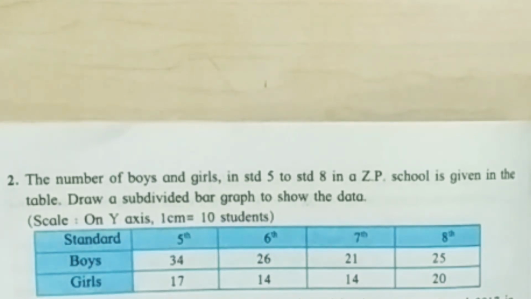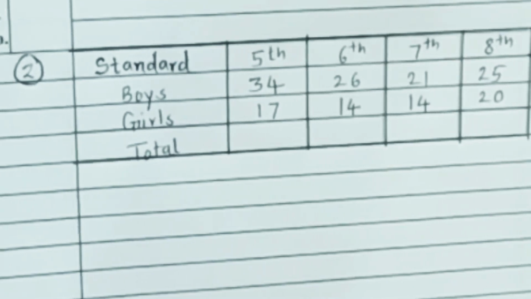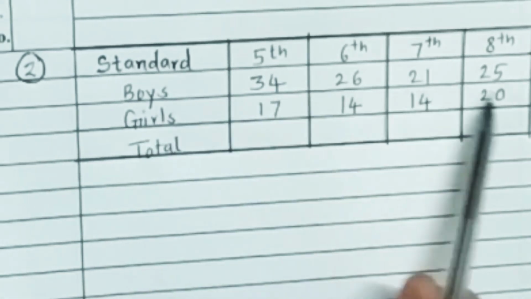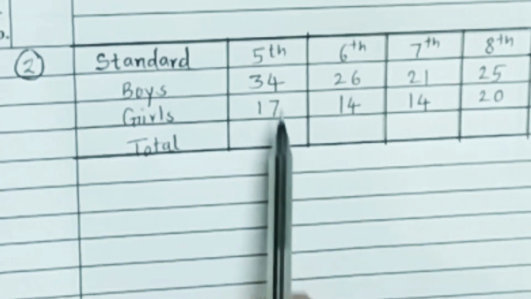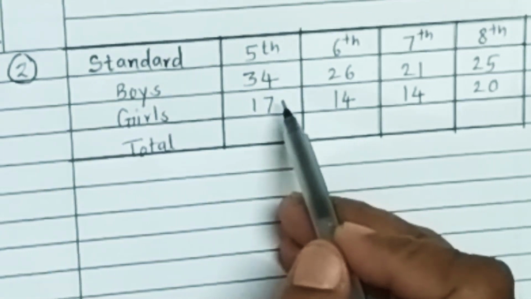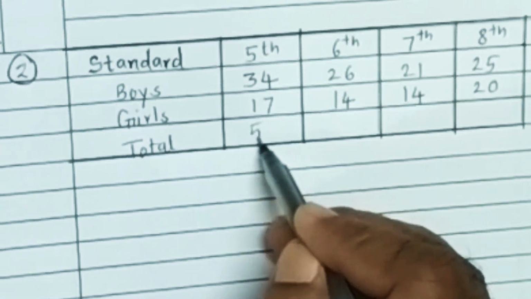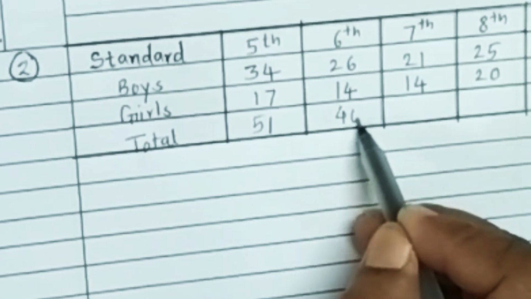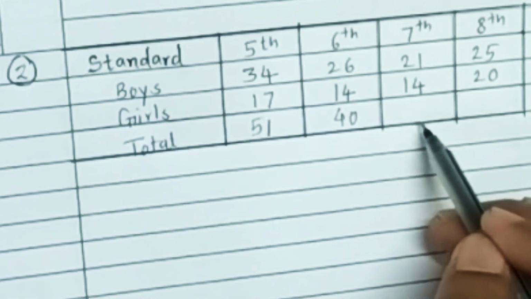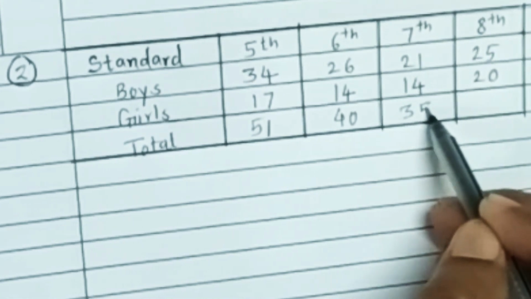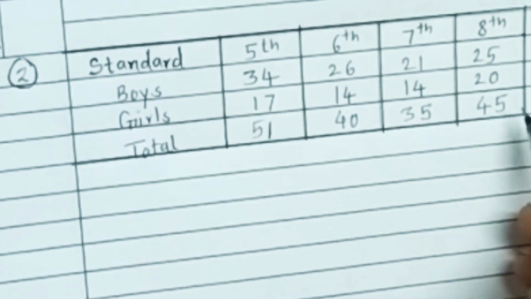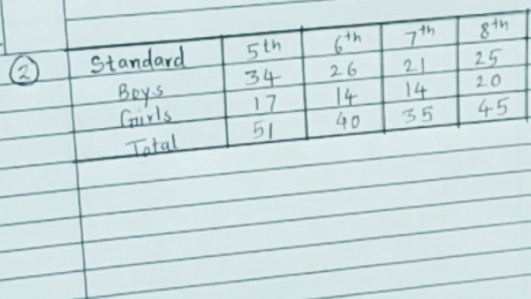So first, the following table represents the number of students, boys and girls, in standards 5th to 8th in the ZP school. So the total number of students in the ZP school: 34 plus 17 is 51, 26 plus 14 is equal to 40, 21 plus 14 is equal to 35, and 25 plus 20 is equal to 45. So using this data, we will draw.